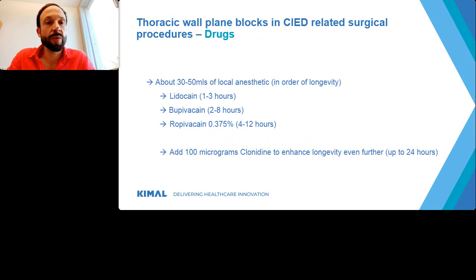Which drugs are to be used? Well, it's about 30 to 50 mL or cc of local anesthetic, and they're displayed in order of longevity here. Lidocaine is 1 to 3 hours, bupivacaine is 2 to 8 hours, and ropivacaine in a concentration of 0.375% is 4 to 12 hours. And if you want to add to the longevity of these local anesthetics, you can add 100 micrograms of clonidine, which enhances longevity up to 24 hours. This has been well tested.